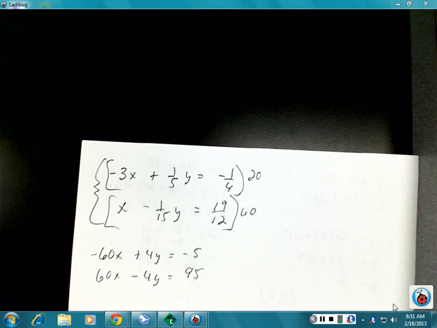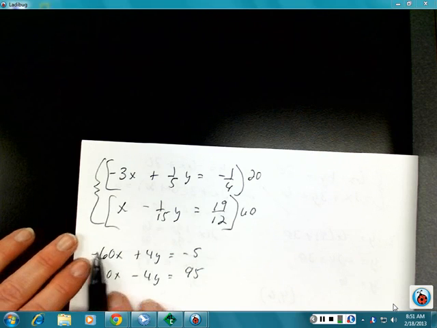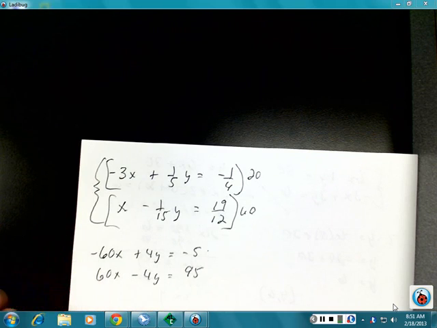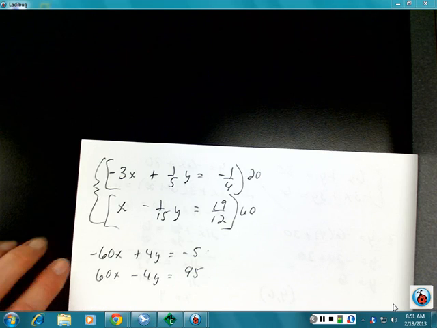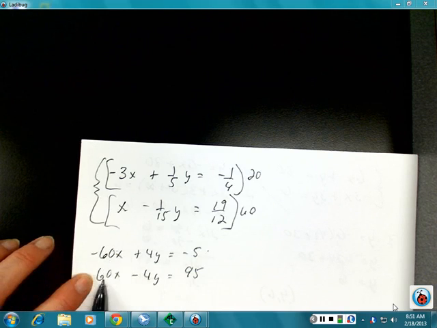Not really. It's probably not a good substitution one, because by the time you move your 60x over and divide by 4, you get quite a few more fractions involved with that one, and so forth. But if you notice something else about it, the x's are different. Notice that? The y's are different.